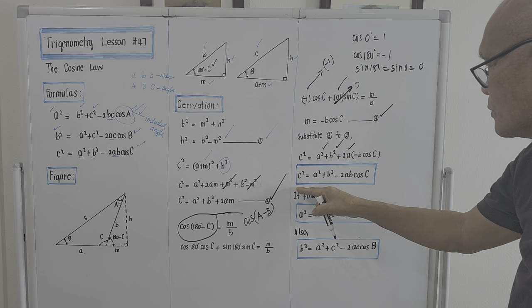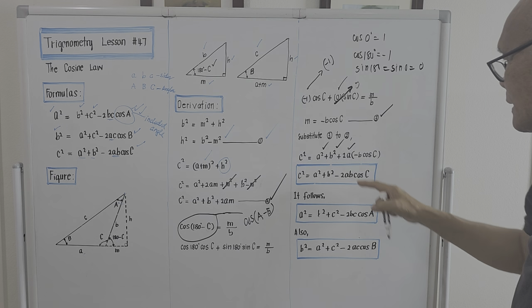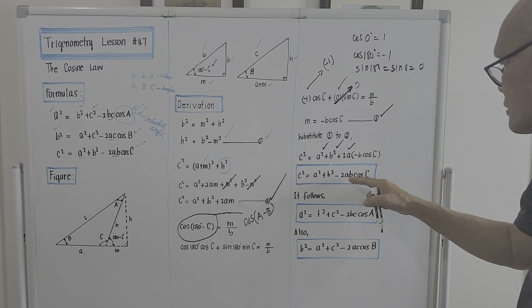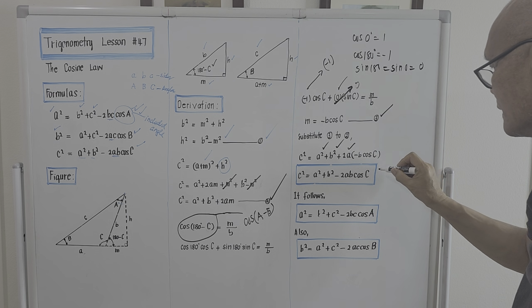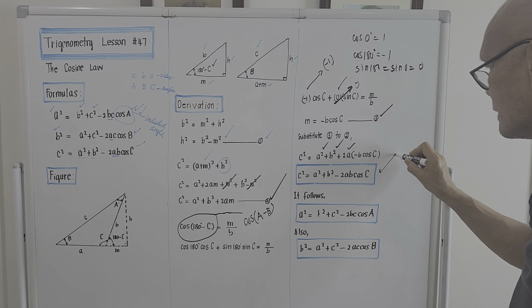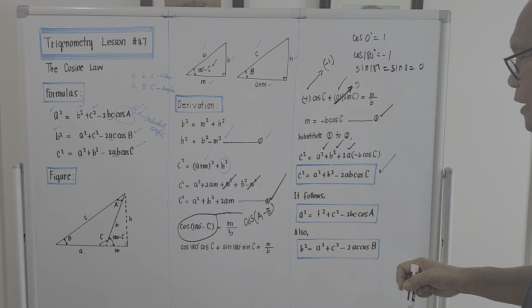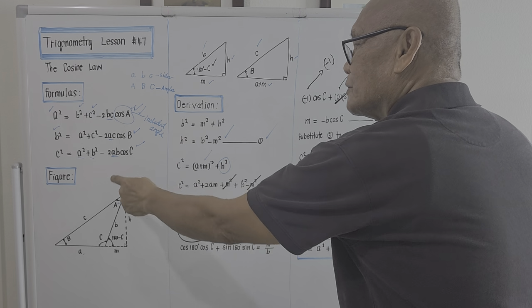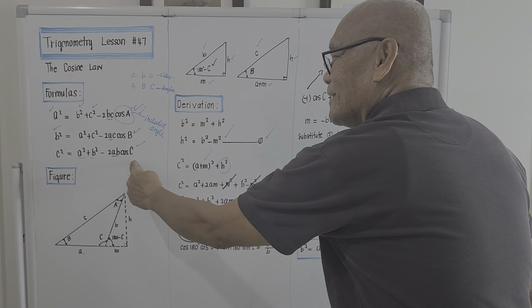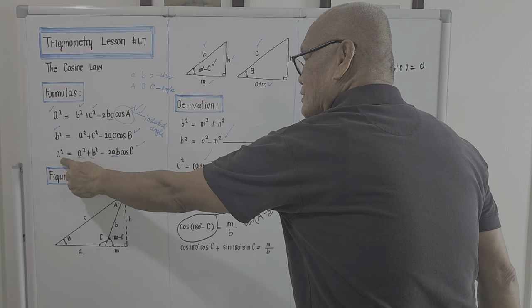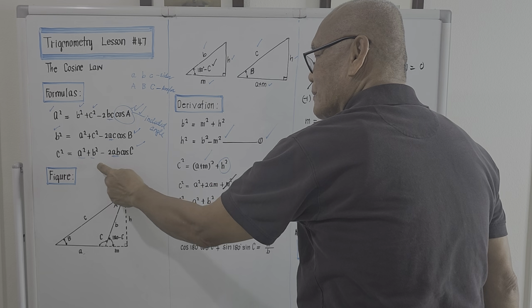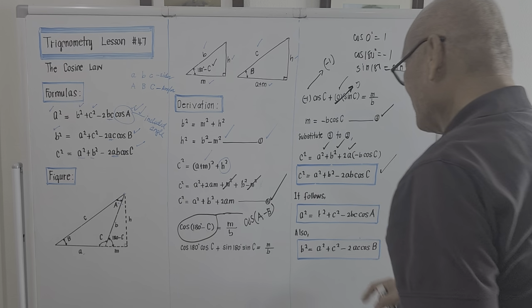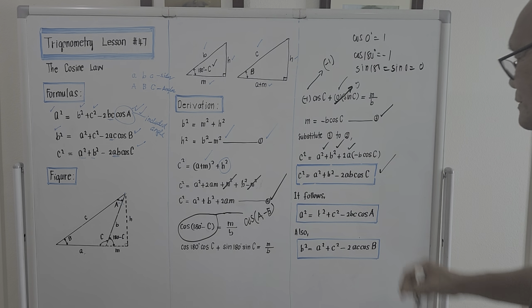So c square now will be equal to a square plus b square. This is a plus and a minus, so it will become minus. This is a, this is b, this is 2ab cosine of angle C. So this is actually the first formula under cosine law, if the left hand side is c square. The square of c should be equal to the square of a plus the square of b minus 2ab cosine of angle C. This is side c, this is angle C.